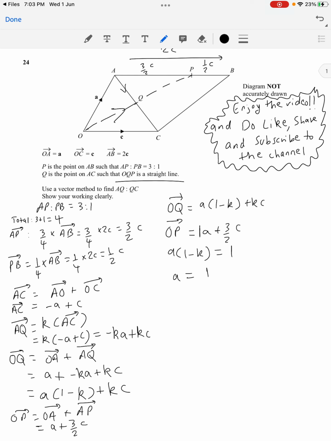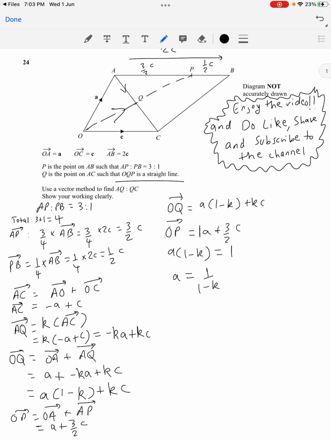Indirectly, we know that A is equal to 1 over brackets, since A is multiplied by something, we know that they're proportionate to each other. A times something is equal to 1. So we have 1 minus K. So now we have found out the value of A.